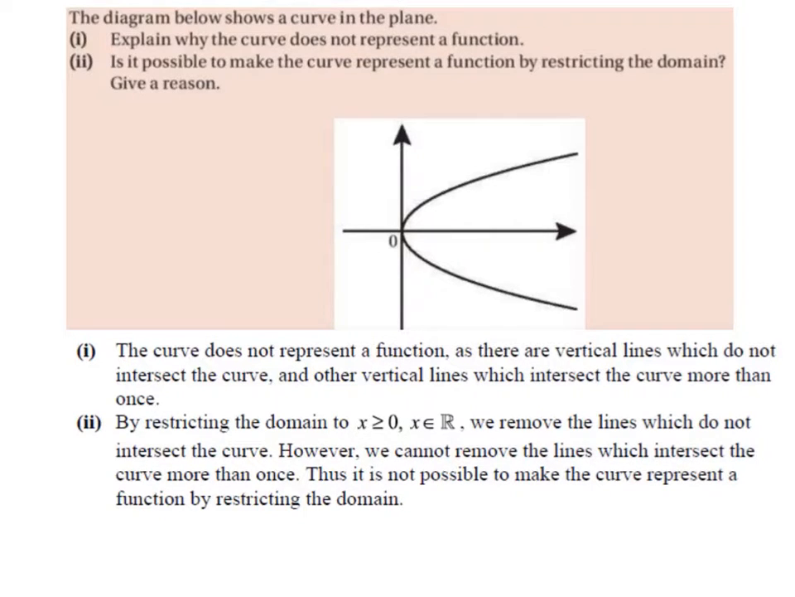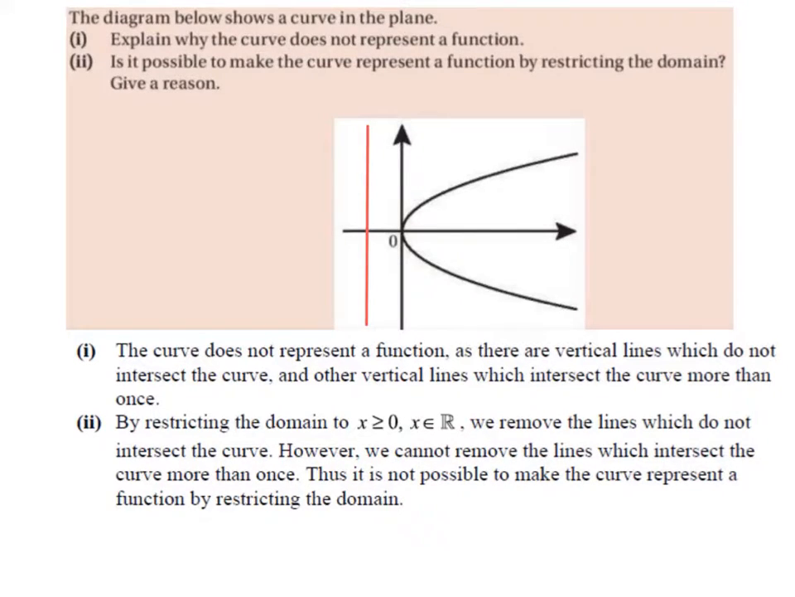So this is our x-axis, this is our y-axis, and this is the origin, the point (0, 0), and this is our curve. So explain why the curve does not represent a function. The curve does not represent a function as there are vertical lines which do not intersect the curve, and other vertical lines which intersect the curve more than once.